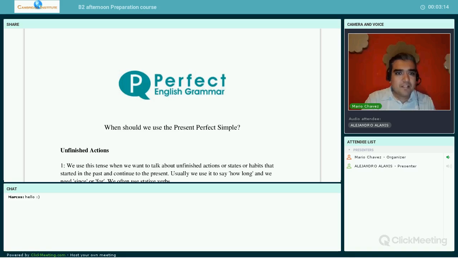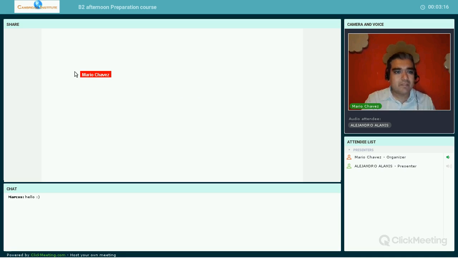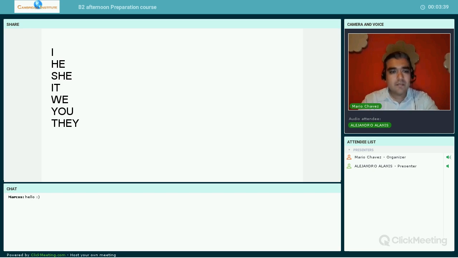Very good. So let's get started with the structure of the present perfect. Well, we know that as for the structure, it's a tense where we are going to start with the subject, as in any other tense. We know the subjects, we are going to represent them with the pronouns. We have I, he, she, it, we, you, and they, right?